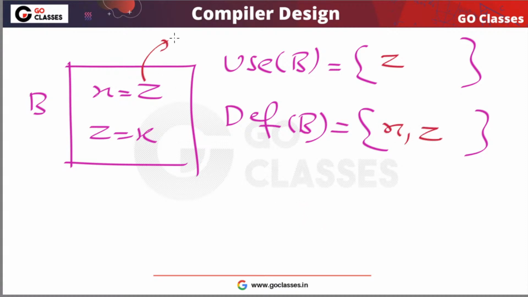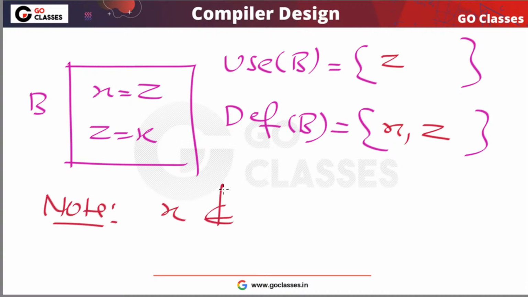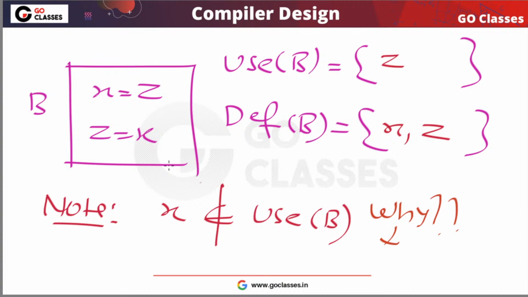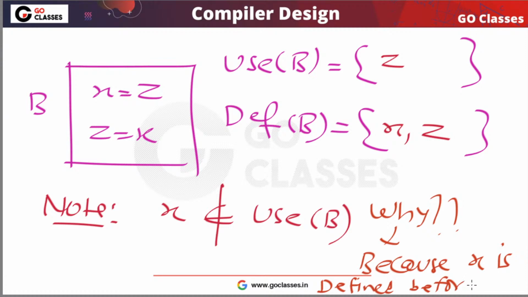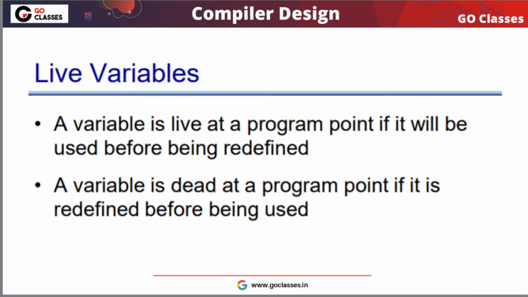Because you can notice this is used in z. So you can note that x is not used. x does not belong to use in B. Why? Because x is defined before it is used. So if you are standing here, then you can notice x is not used.